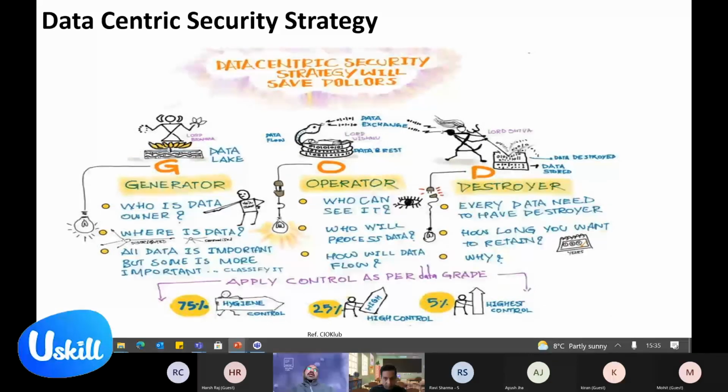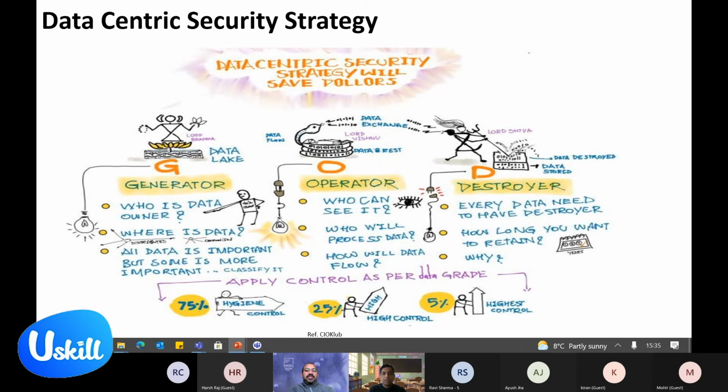So, in terms of identifying the owner, the data can be created by anyone, right? That doesn't mean that he's the owner of the data, right? The team which will be impacted directly is normally the owner of the data. Am I right to say? Absolutely, yeah, you are right.